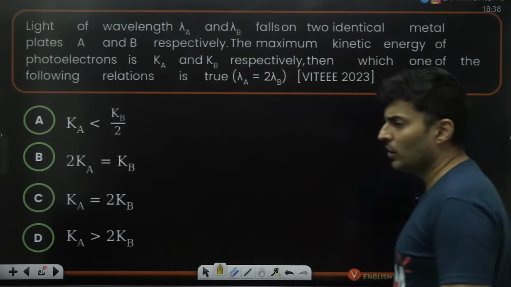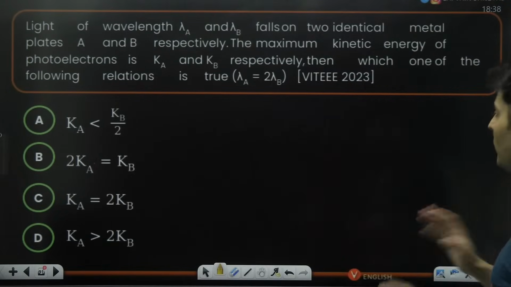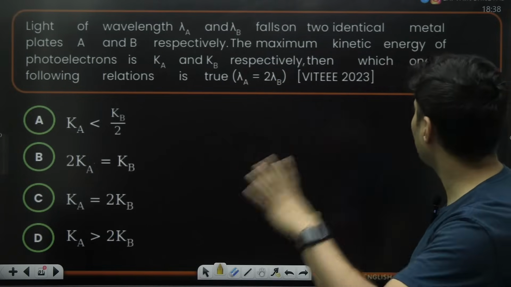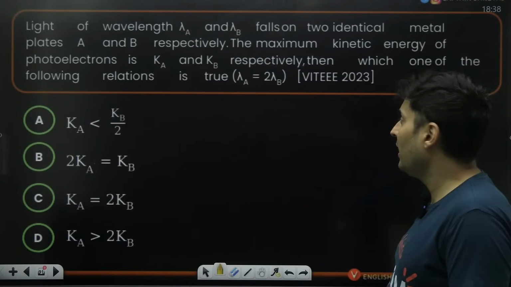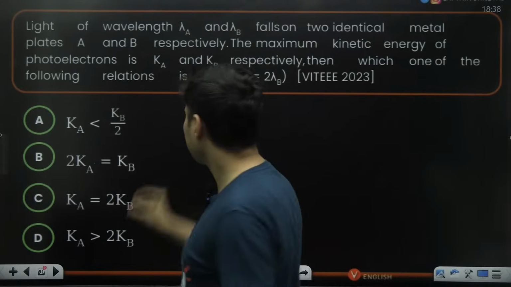Photoelectric effect related concept and question. There are two lights. The first light has a wavelength double of the second wavelength, and they are falling on the same kind of plate. The maximum kinetic energies are KA and KB. Compare those kinetic energies. Photoelectric equation, that's all.